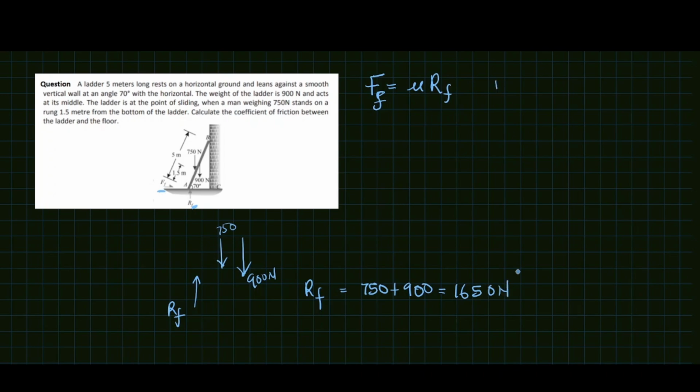So you can simply say RF is now equal to 1650 newtons, and the frictional force FF is going to be 1650 times the coefficient of friction.